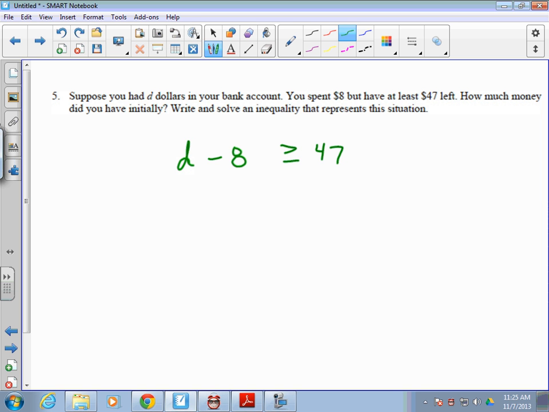D minus 8 is greater than or equal to 47. Undo minus 8 on both sides. And D is greater than or equal to 55.